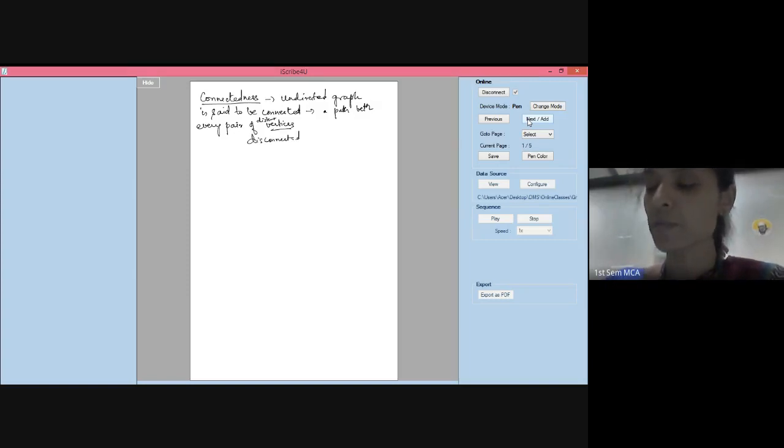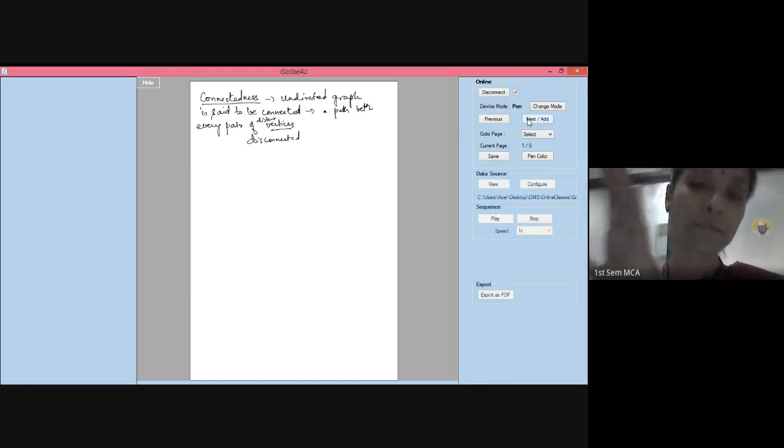Let me take an example. That means all the vertices of the graph should be connected by a path. No particular vertex should be left alone, left free. Otherwise you call it a disconnected graph. I'll give you an example.